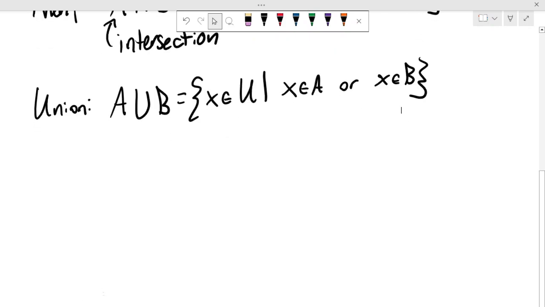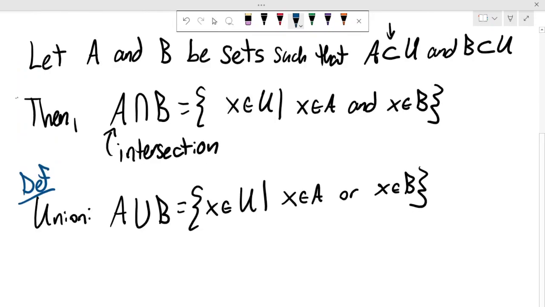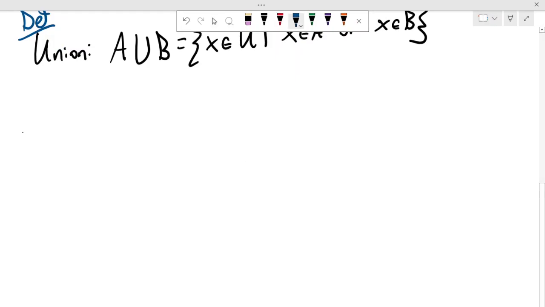Let's go ahead and write down those. Let me say this is a definition here so we can organize this a little better. This is a definition here. Now another definition here. Okay.